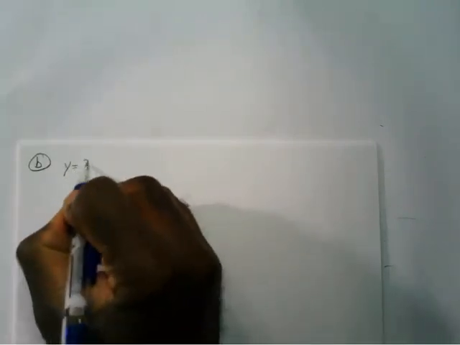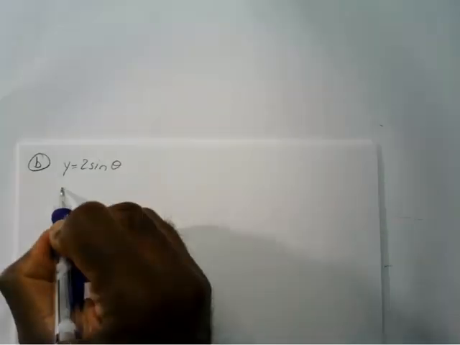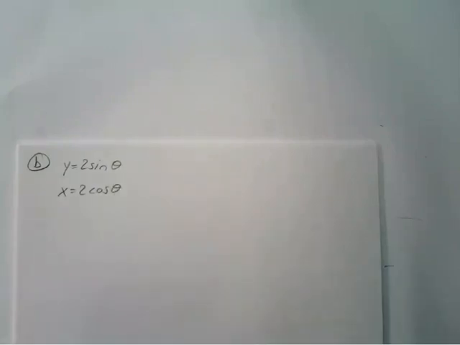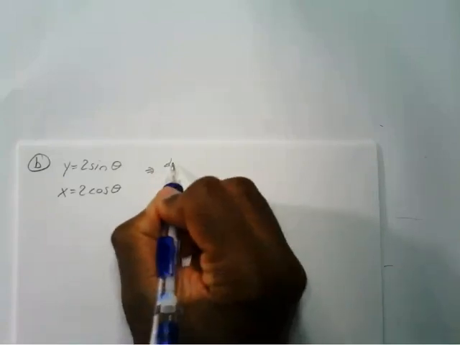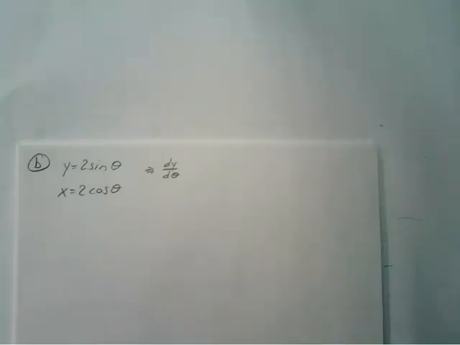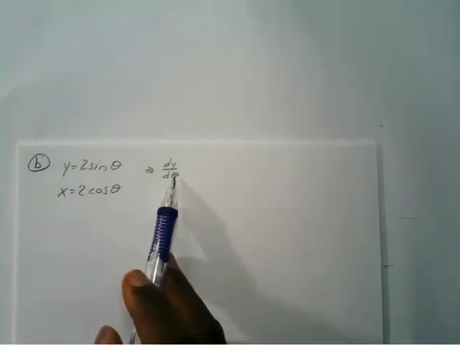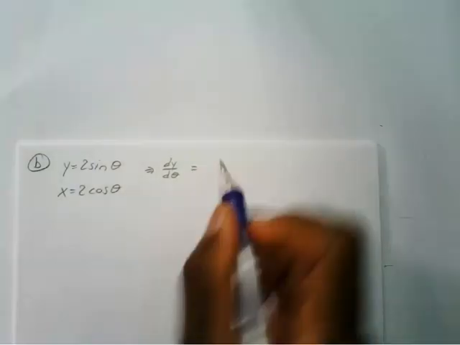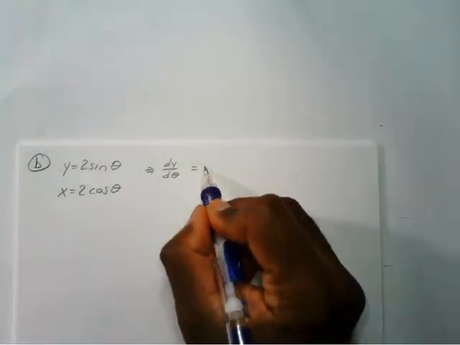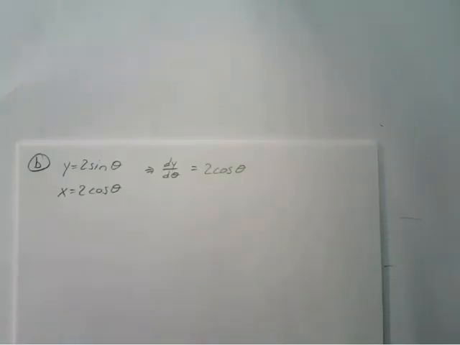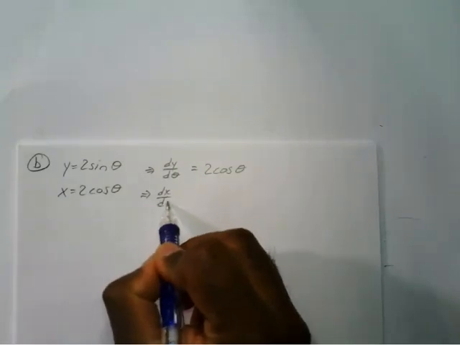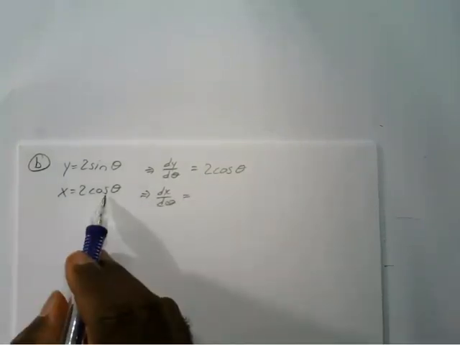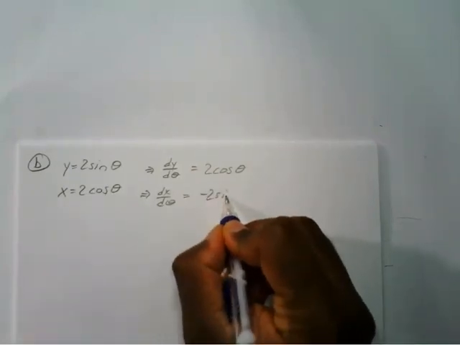All right, so for problem B, remember we have y equals 2 sine of theta and x equals 2 cosine of theta. Now notice this one does not have a t in it. It has a theta. So instead of dy/dt, we're going to have dy/d theta. Nothing else changes. We do the exact same thing as far as finding our derivative, just that instead of t, our parameter is theta. So the derivative of 2 sine theta is 2 cosine theta. And the derivative of 2 cosine theta, since the derivative of cosine is negative sine, is negative 2 sine theta.